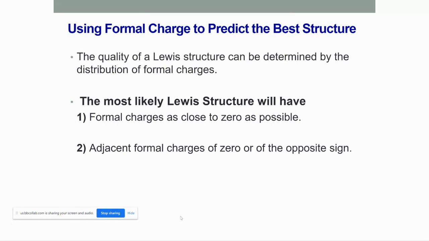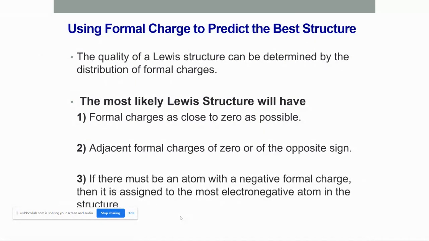Now the last one, which we're going to use to figure out the most likely Lewis structure for laughing gas, says that if there must be an atom with a negative formal charge, which we saw in our case, in one structure nitrogen has the -1, whereas in the other structure oxygen had the -1 formal charge, then it is assigned to the most electronegative atom in the structure. All right, let's look at our structures now.